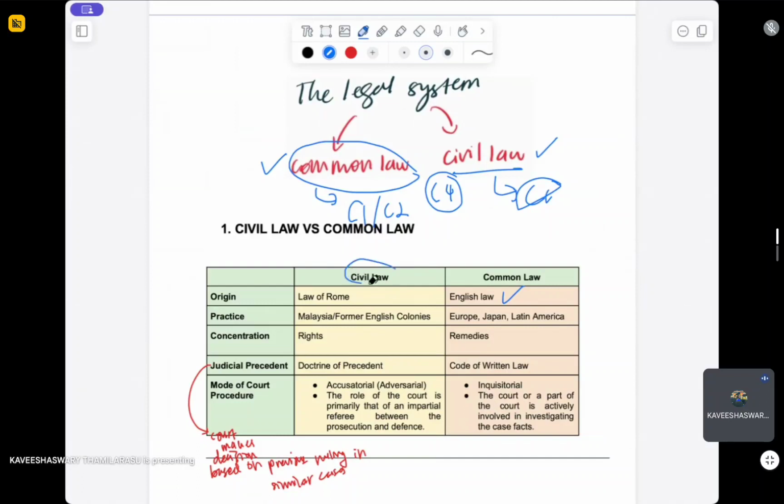And civil law is the law of Rome. This law has been followed in some countries like Malaysia, like us, or some English colonies. The main difference between civil law and common law is that civil law focuses more on the rights of the individual, but common law focuses on the remedies. Why does the common law focus on the remedies?